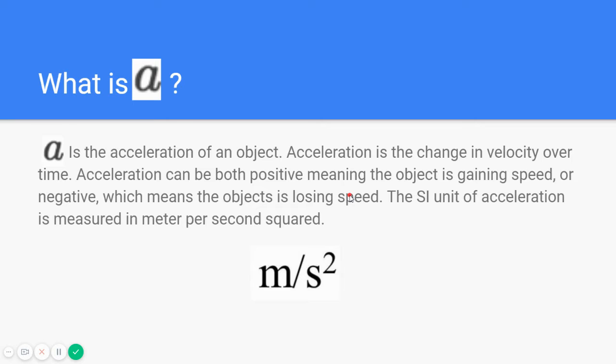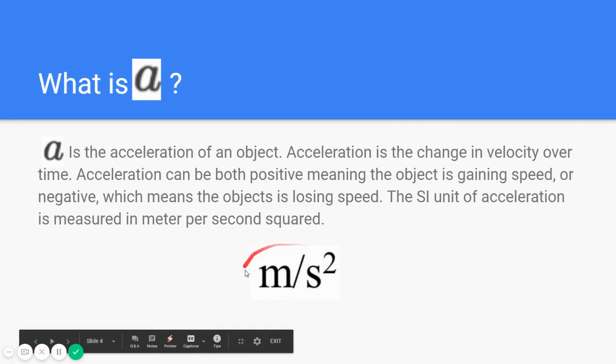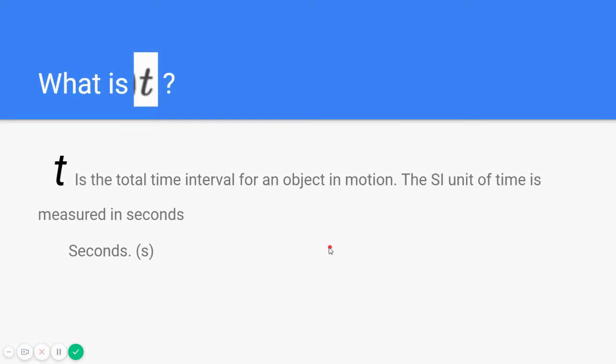What is acceleration? So acceleration is the change in velocity over time. Acceleration can be both positive, meaning the object is gaining speed, and it can be negative, which means it's losing speed. The SI unit of acceleration is meters per second squared. So this is how you would see it in like a quiz or on a paper. What is t? So t is the total time interval for an object in motion. The SI unit of time is measured in seconds.